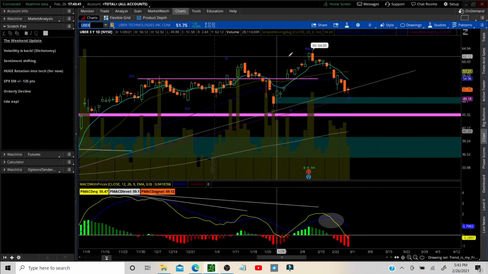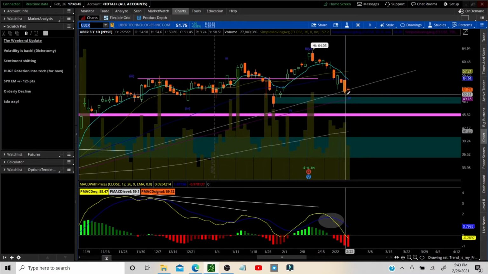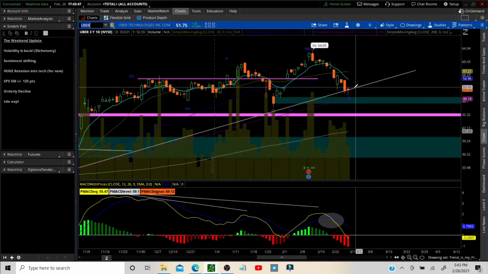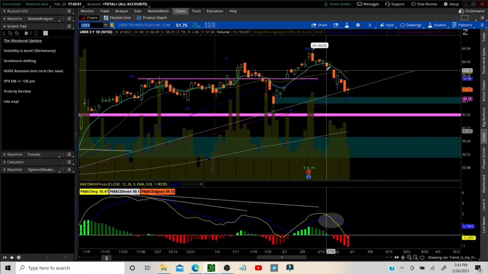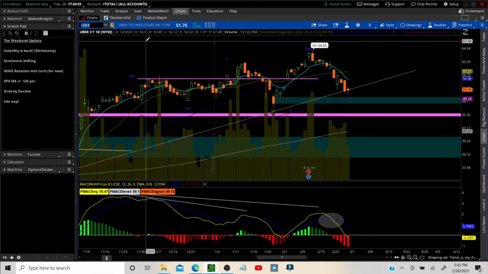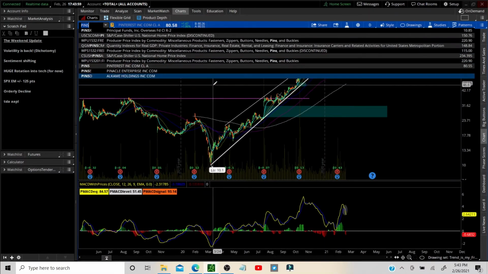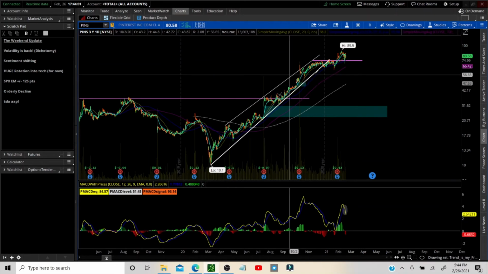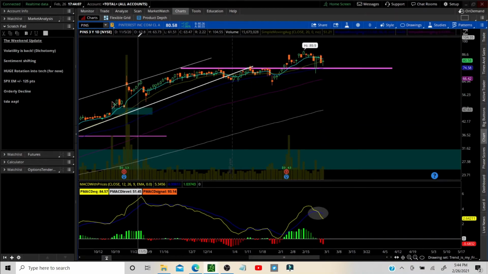Uber also in this corrective move. I thought this was going to be wave 1, wave 2. It came down a little bit lower, but we're still right on that trend line. And I think we may move higher from here. Pins. Real bullish chart. Let's see where we're at. Real bullish chart, and came back to support for wave 1, possible wave 2, and higher. So I think we're going to make all-time highs in Pins.